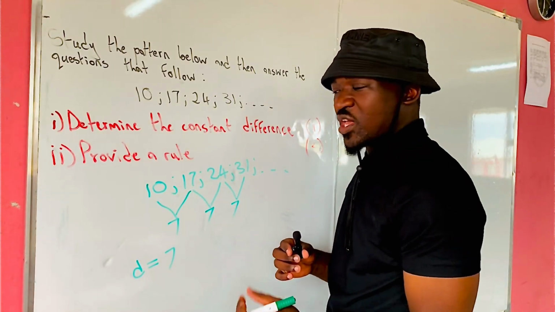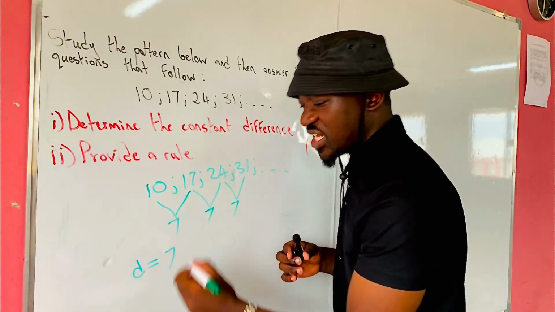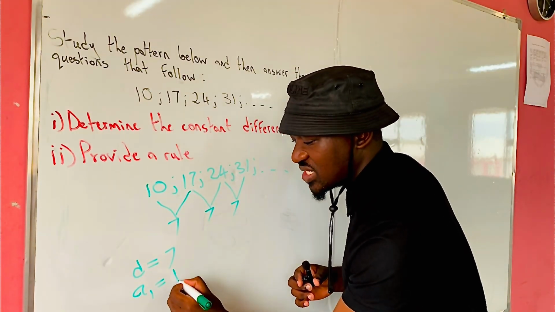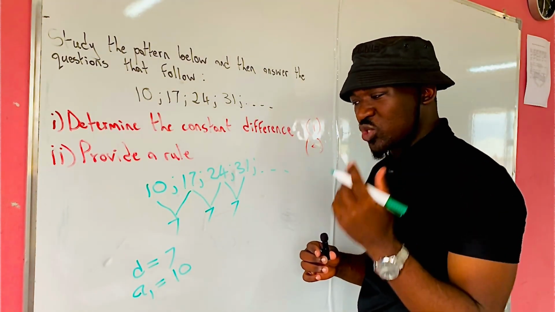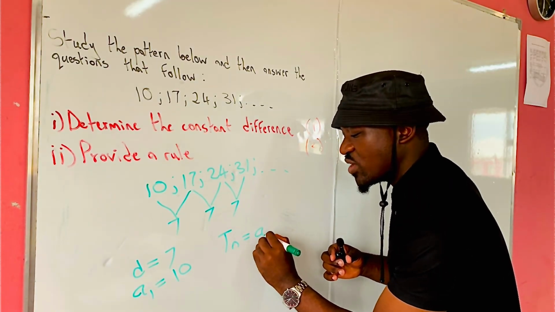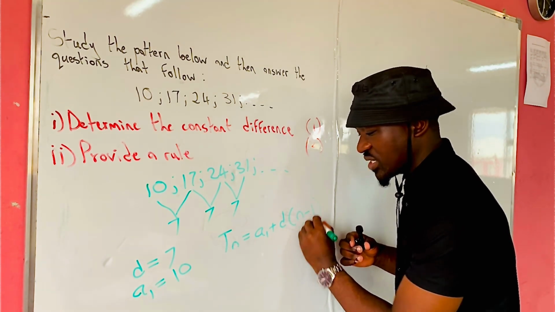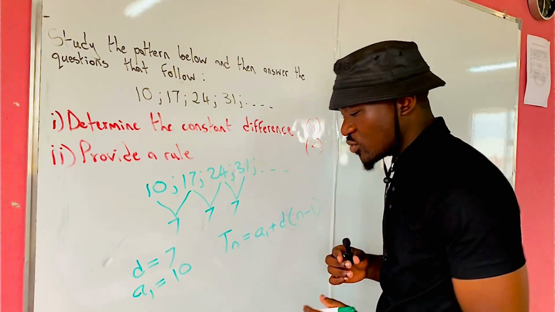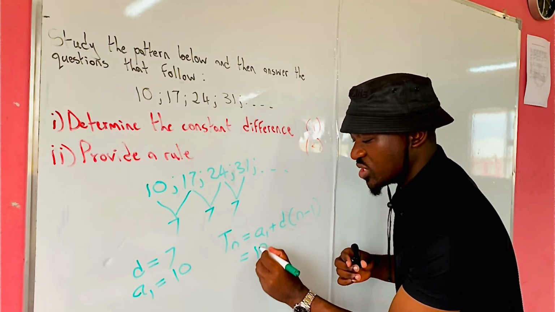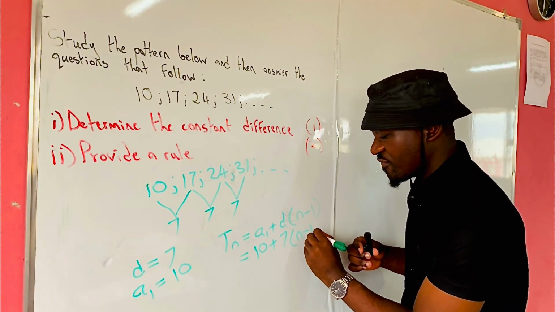What's our first term? Our first term is 10. Remember, we're looking for a rule. Our first term is 10, and it's going to be our A1. This is our first term, which is A1, 10. Then there is a formula that you need to keep in mind. This formula simply says Tn is equal to A1 plus D into n minus 1. This is a simple term. Now look, A1 is our 10. You put your 10 here, plus D is your 7. You put 7 here, then you have n, you have minus 1.